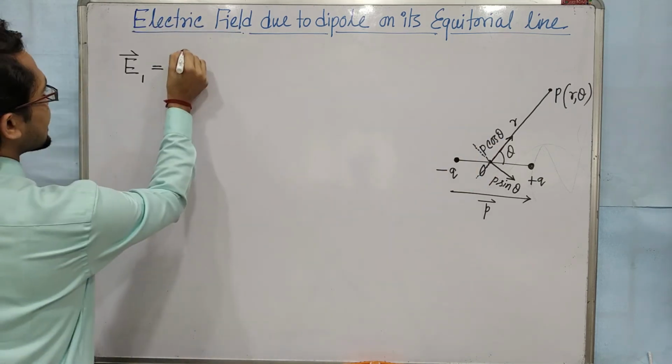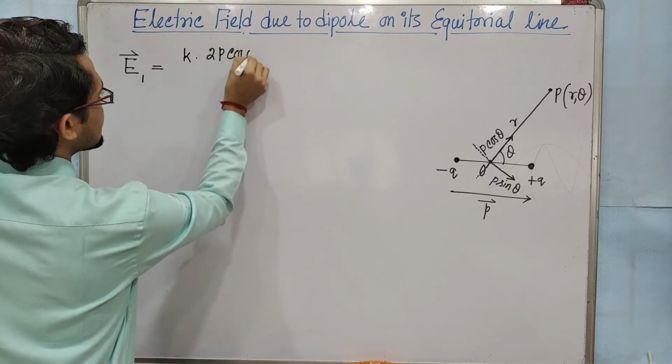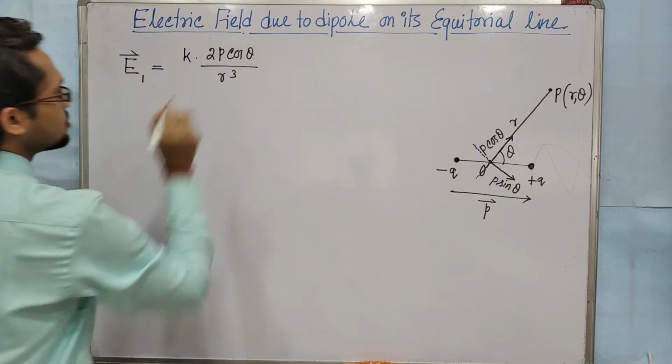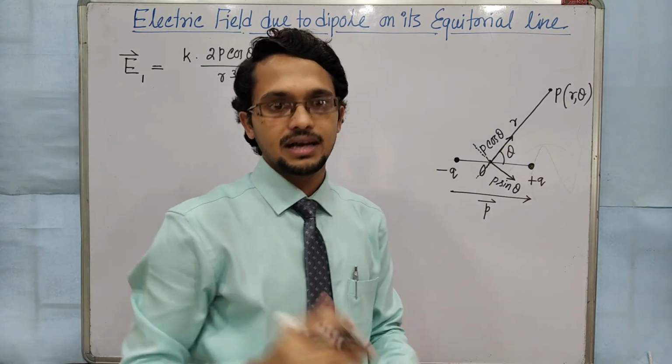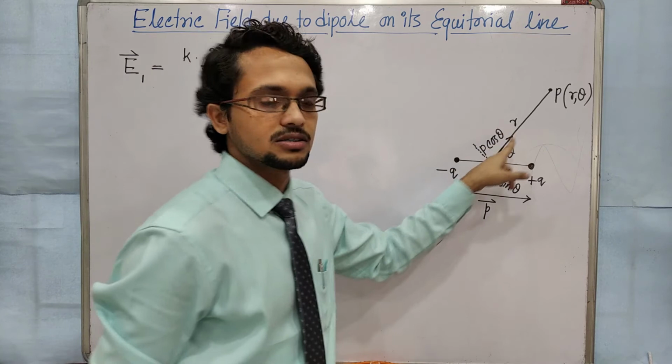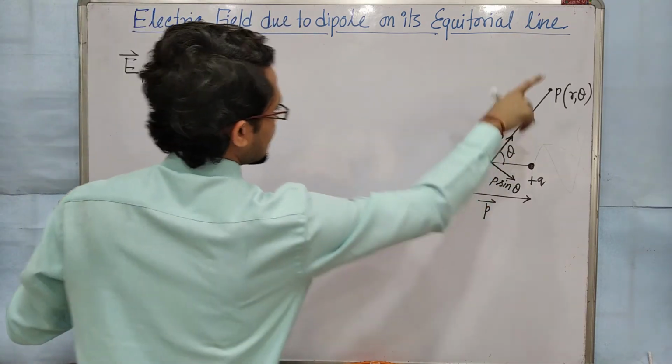E1 will be K into 2P cos theta by r cube, right? Because on the axial line the formula was 2P by r cube. Here P becomes P cos theta. So 2P cos theta by r cube, and the direction is r cap.